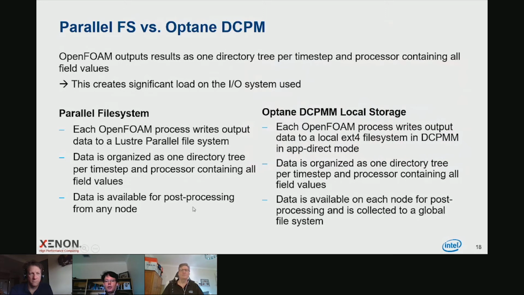And we want to compare this for this example with an Intel Optane persistent memory setup, which writes the output to these persistent memory modules in app direct mode. The data is organized again in one big directory tree, and the data is then available on each node for post-processing, or it can be collected to a global file system afterwards.